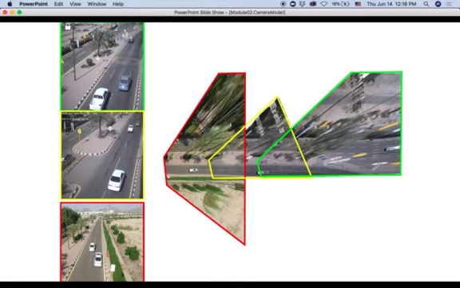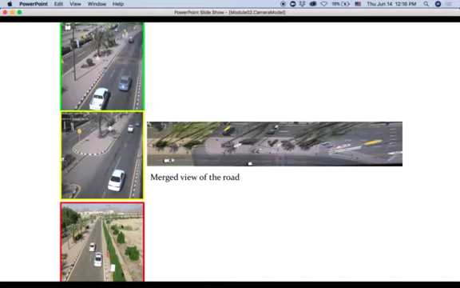I can fuse my information together because once I rectify, they are in the same coordinate space. They are in the coordinate space of that satellite image, and so they can overlap. I can't overlap them here, right? Because each one of them has its own perspective transform. But once I rectify, they're all on that plane, and so I can stitch them together if I want to, which is how you make a panorama. So this is like a merged view of the road that I get from my three cameras together.